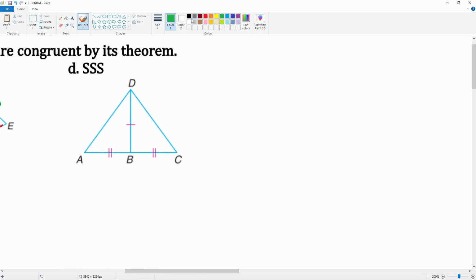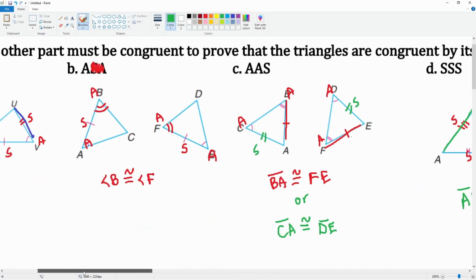Then the last one, side. So we have side here, a side here, and a side here. We need a third side, so it's this. We need the third side, which is this. So it's this piece here, AD, needs to be congruent to DC. And if we get that, we'll notice that those triangles can be congruent. So there you go.